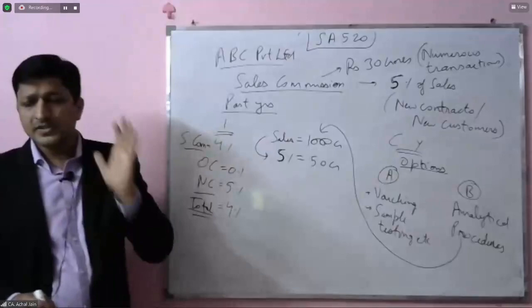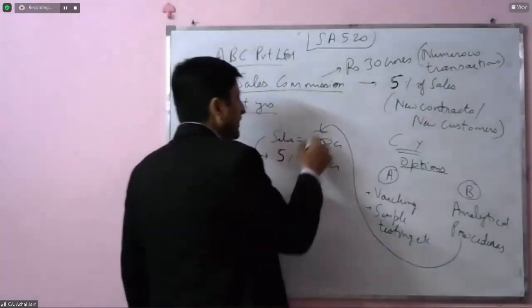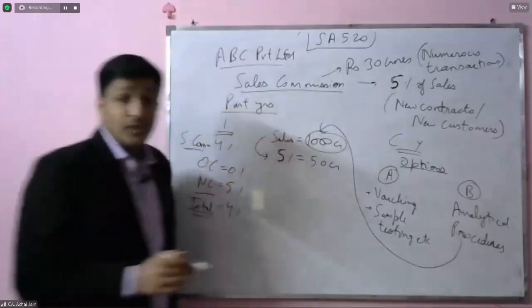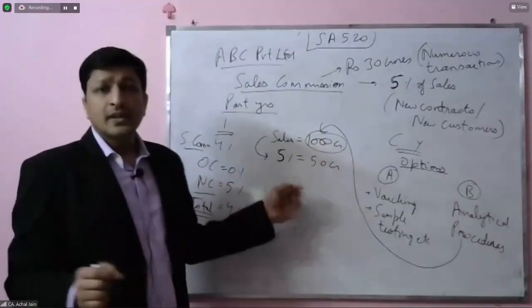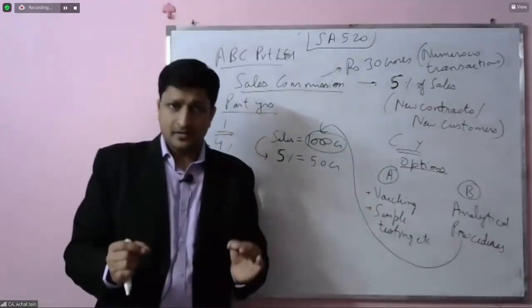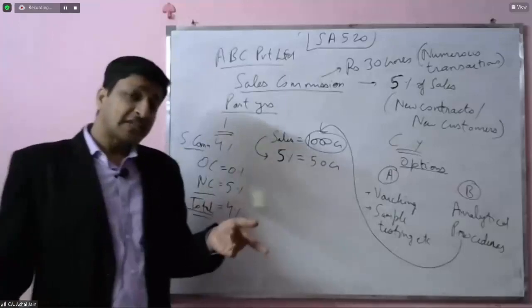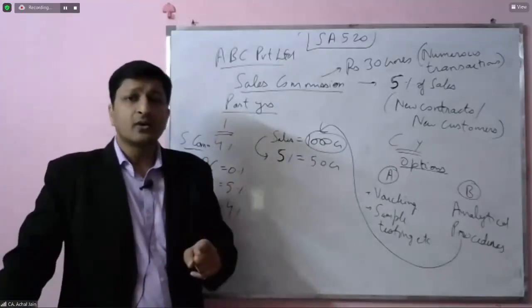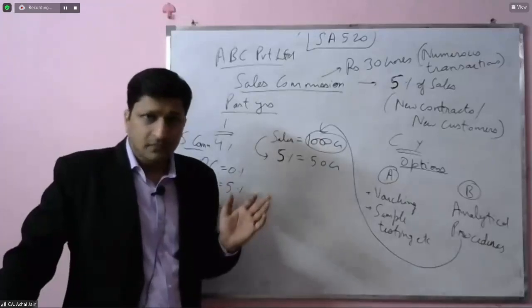So we are not talking about sales. We are saying if we consider this sales to be okay, and if the auditor develops this expectation of 5%, then what is the number that he will get? He will get a number of 50 crore. So if the sales commission happens to be 50 crore, he would be fine. Otherwise, he will not be fine. Okay.